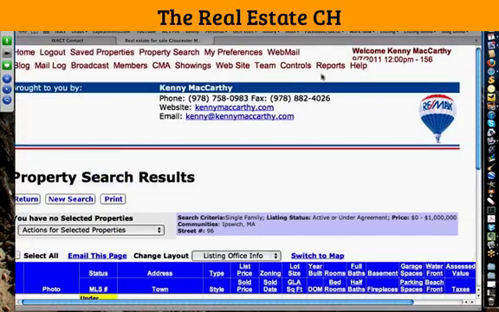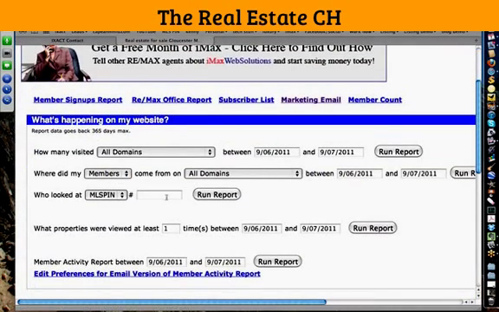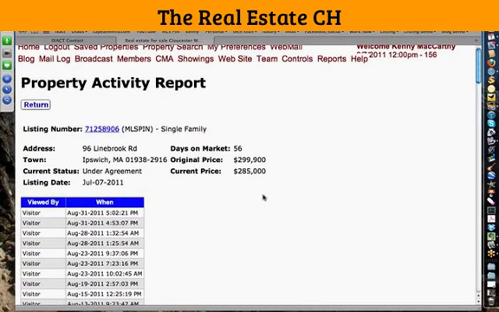The other way is to just go to reports, and if you know the listing number, just click on who's looked at MLS PIN number and paste in the number there and then click run report, and it will bring up the same report there. So there's two ways that you can get that.